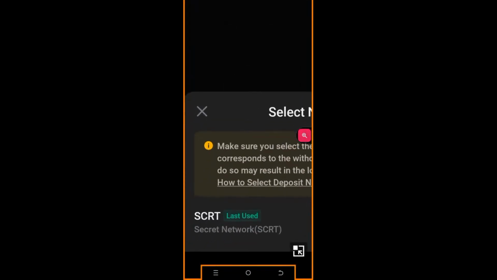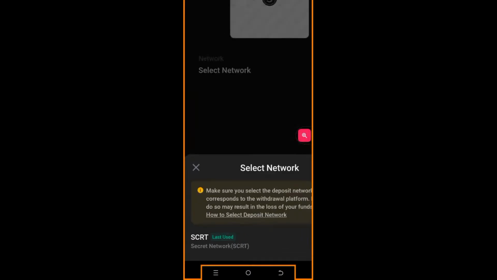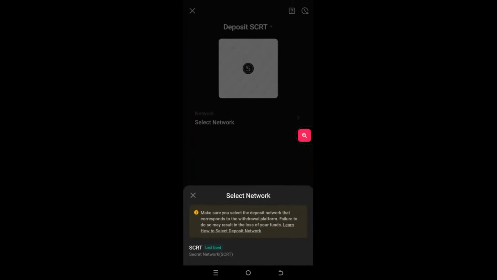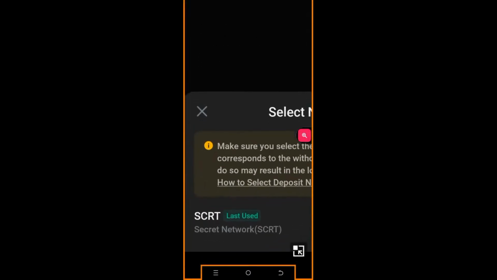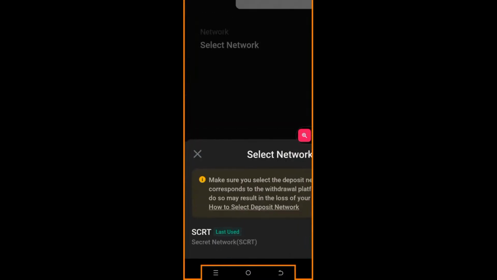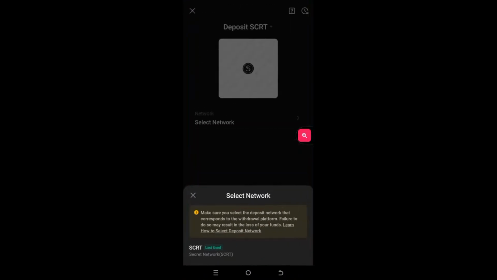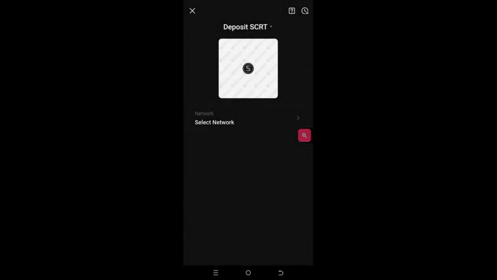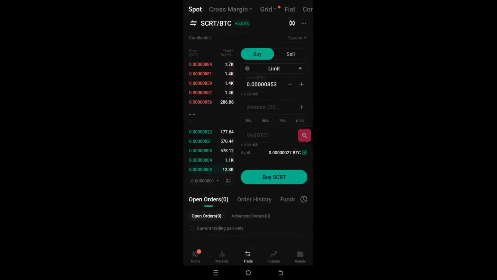Ooh, it's Secret Network. Secret Network. Interesting. That's the network, right? But let's go back to Binance. What did it say? But before we go back, let's even see how much profit we were supposed to make. Let's see how much profit we were supposed to make.